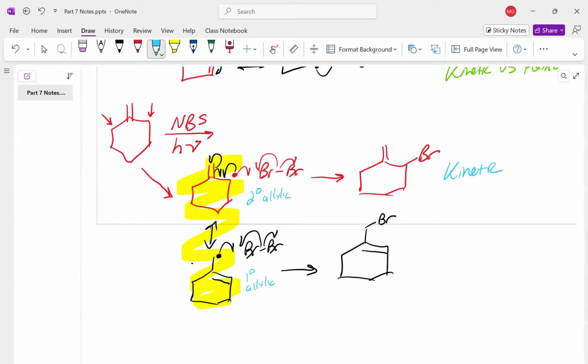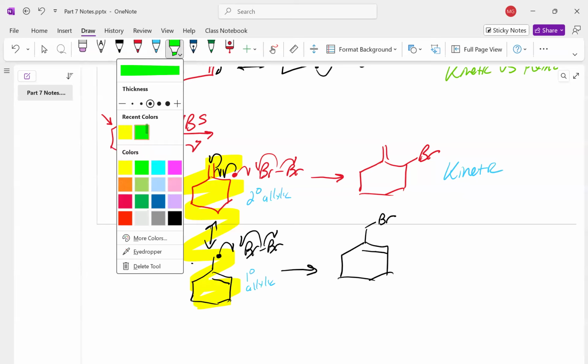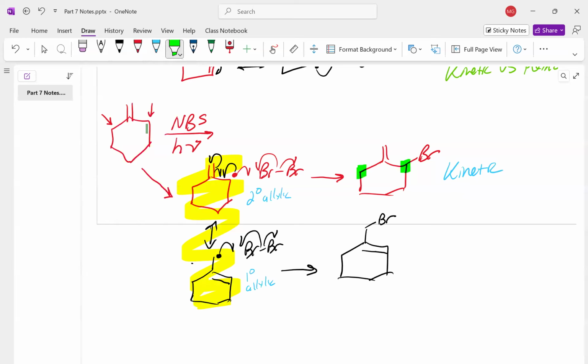Now, in order to decide the thermodynamic product, we have to ask ourselves, which is the more stable product? Well, this alkene has two carbons directly attached to the alkene. This one over here has 1, 2, and 3. So the second product there, the one in black, is more stable, and so that's the thermodynamic product.